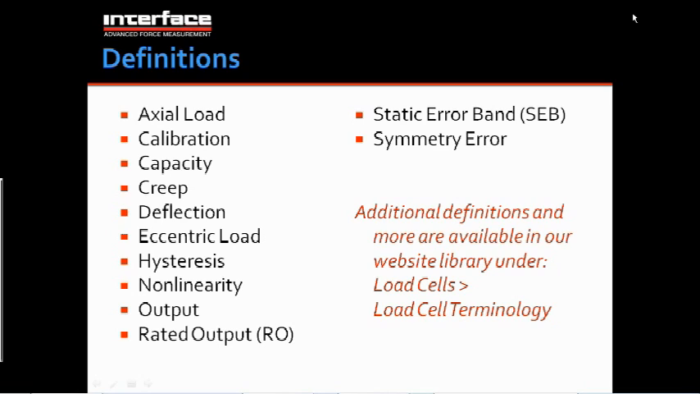Hysteresis, nonlinearity, and static error band are the parameters that need to be met during the calibration process. Output is the electrical signal from the load cell, and rated output is the output that we get out of the load cell at the capacity of the load cell, or when the rated load has been applied to the load cell.